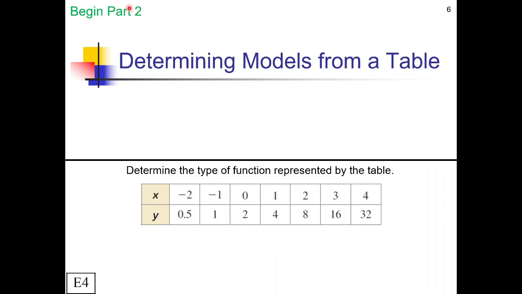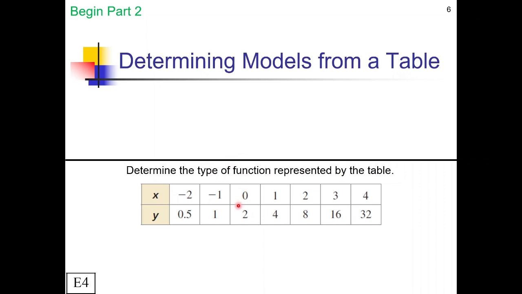Welcome back to part 2 of this lesson. So we're going to start this off by taking a look at a table and determining by hand the type of function represented by the table. There's ways to do this by graphing it on technology, namely Desmos, and then doing different regressions, but it's always good to know how to do this without a calculator just in case.